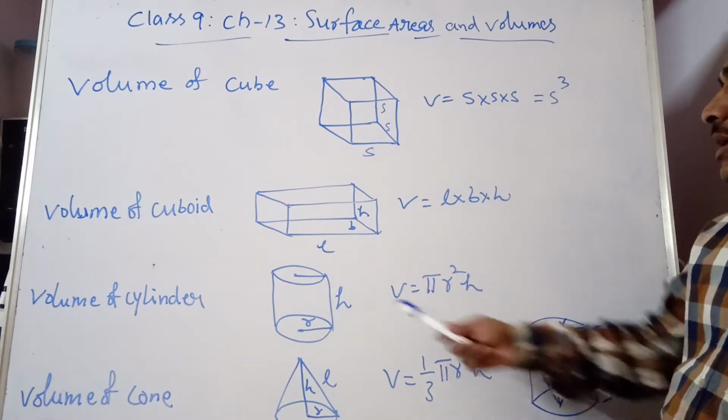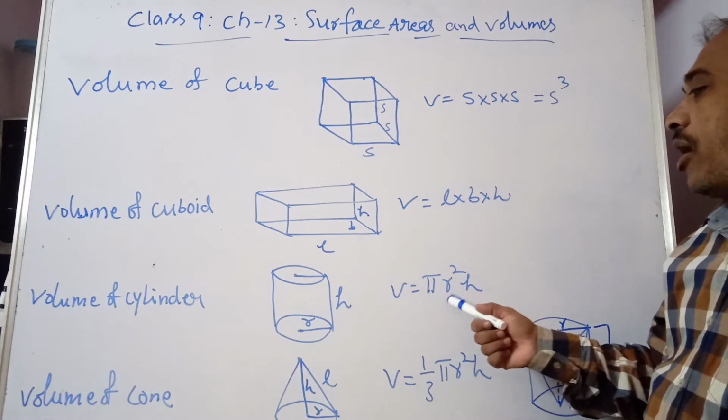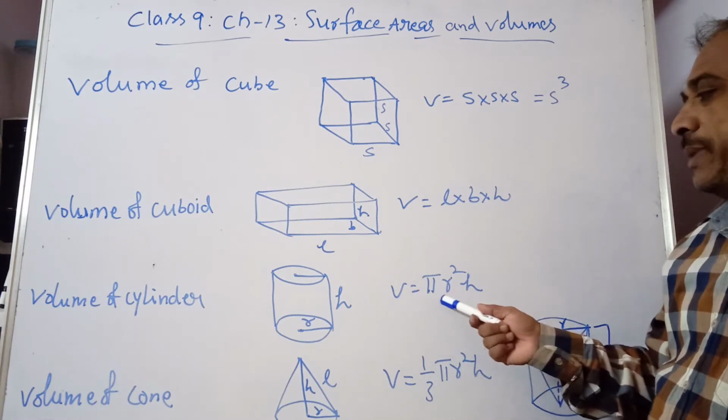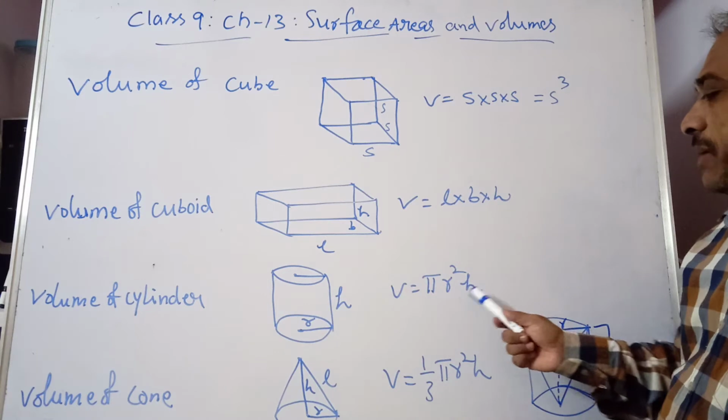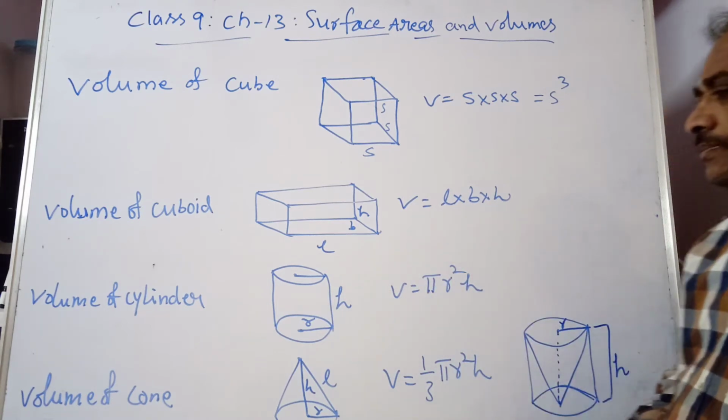Volume of the cylinder. The base is in a circular shape, so the area of the circle is pi r square. With the height, if you multiply, pi r square H. So the volume of the cylinder is pi r square H.